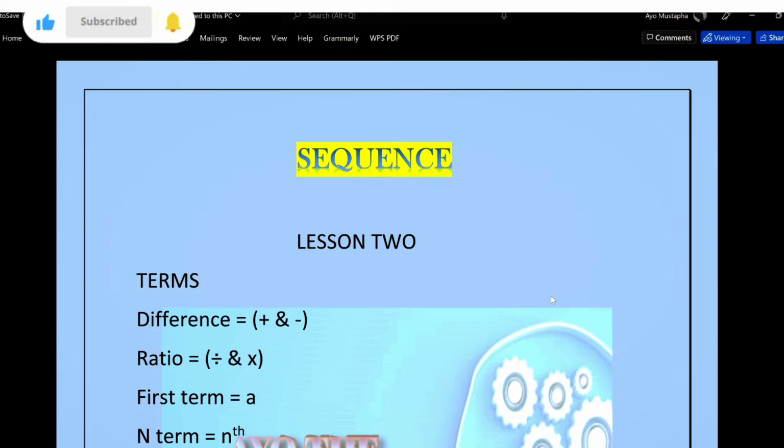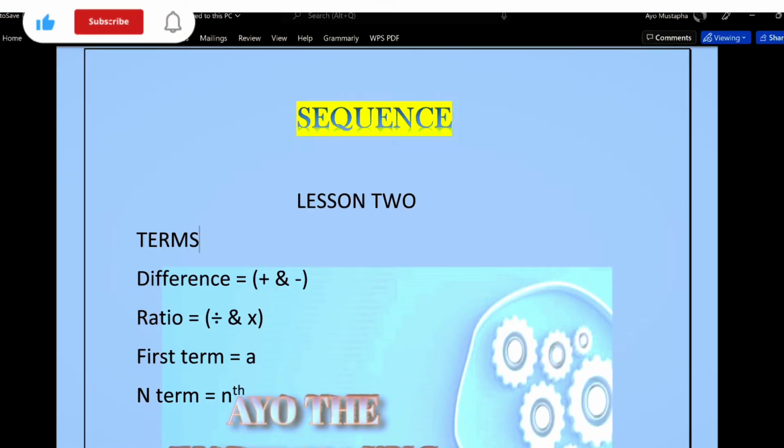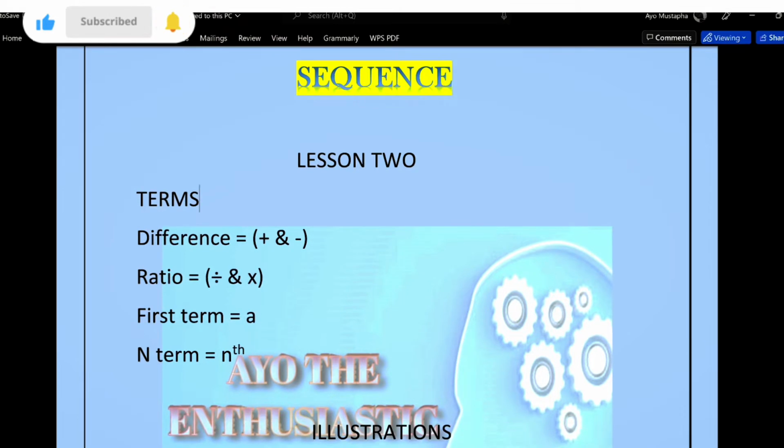Today we're looking at the topic sequence, and this is our second lesson on sequence. We had a lesson before now on sequence. Now this is just the conclusive part of it.